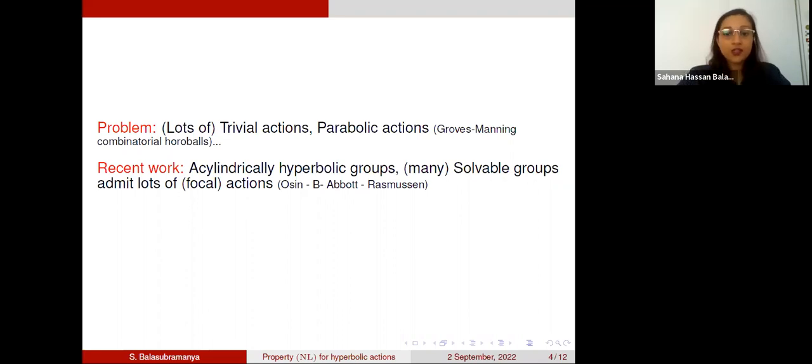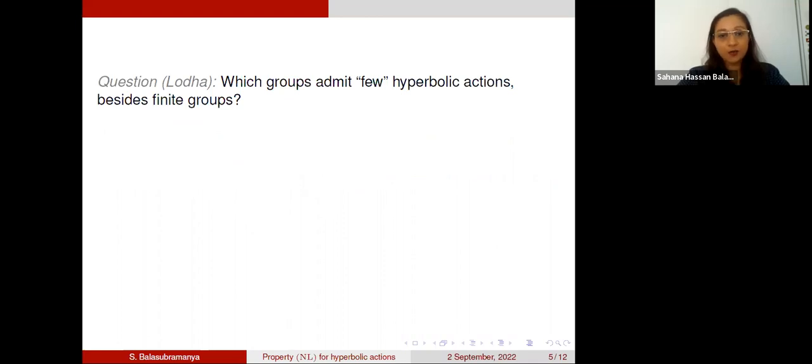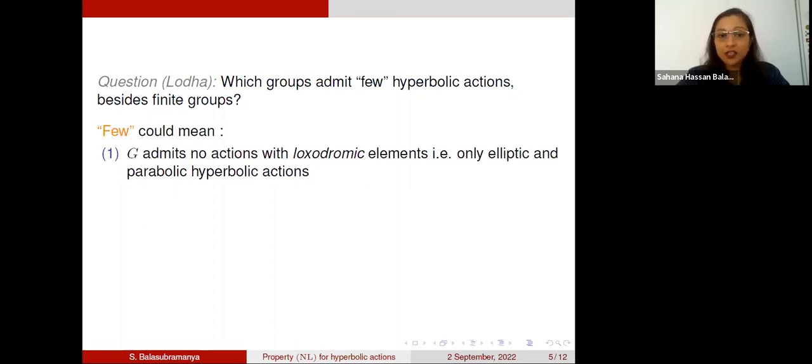So a question that was posed to us by Yash Lodha when I was giving a talk on work that I did with Alex and Carolyn is, besides finite groups, which groups admit very few hyperbolic actions? And morally, this word few could mean one of two things. Few could mean that the group can only act elliptically or parabolically on a hyperbolic space.